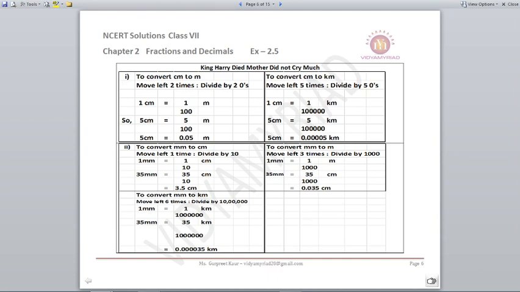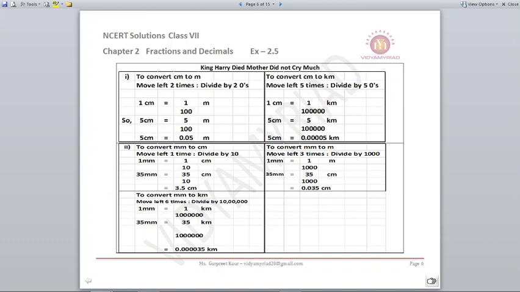Now I have written this line, King Harry died, mother did not cry much, on the top to make my calculations easier. The first thing is, I want to convert from centimeters to meters. See, centimeter is cry, meter is mother. Am I going right or moving left? I will be moving left. How many times? 2 times. That means 1 centimeter is equal to 1 upon 100 meters. And I need to find out 5 centimeters. So 5 centimeters will be 5 upon 100 meters, or I can write it as 0.05 meters.